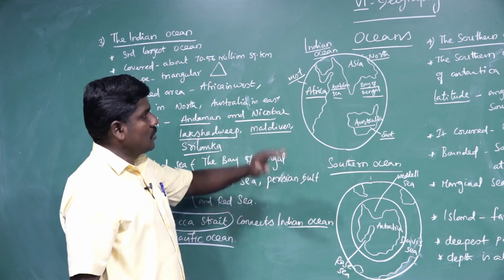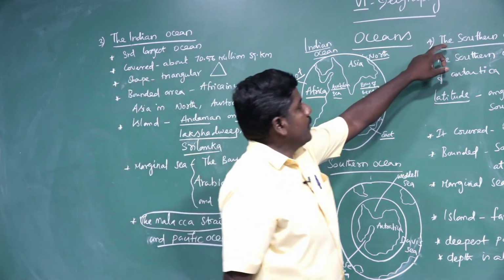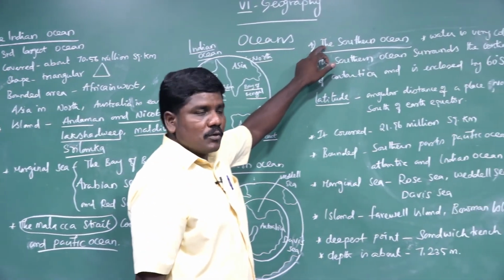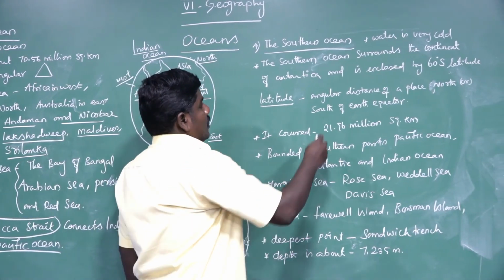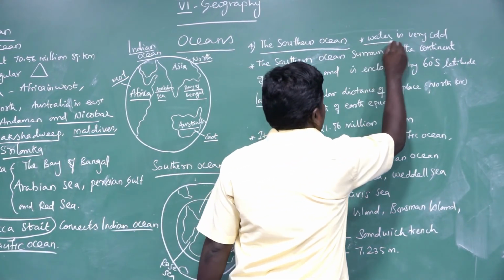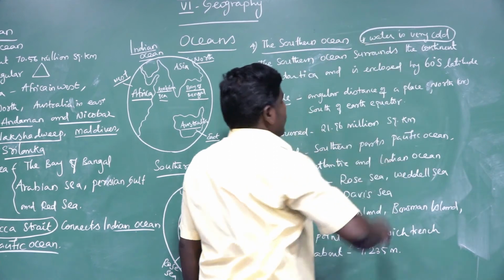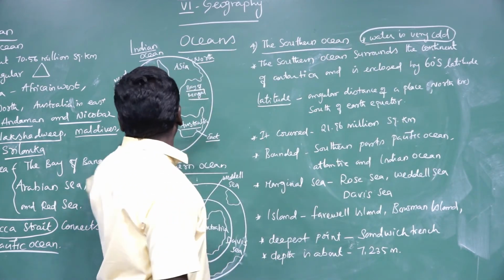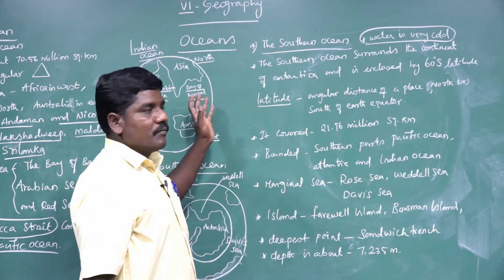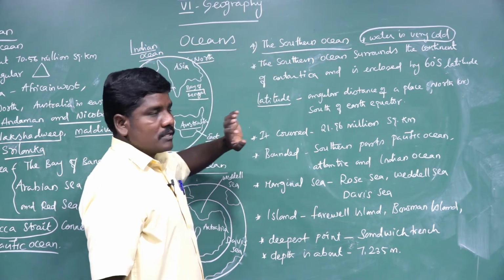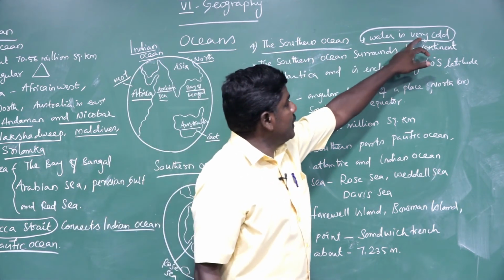And then next, going to the fourth one, the Southern Ocean. What is that? Mostly the Southern Ocean water is very cold. So that is an importance. On the other oceans, the water may be different from the Southern Ocean. Southern Ocean water is very cold.